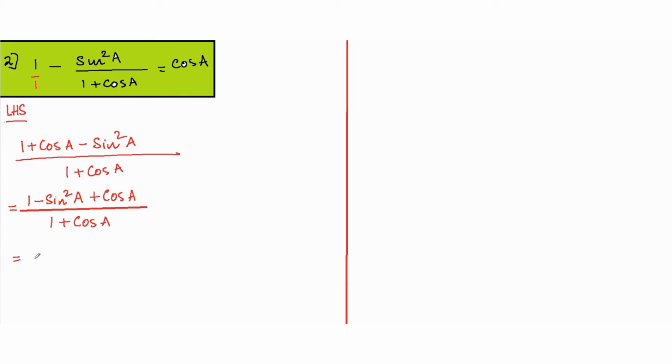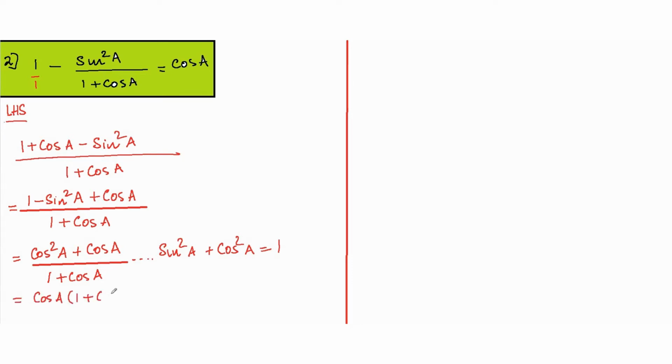Now 1 minus sine square a can be written as cos square a. So this is cos square a plus cos a, the whole divided by 1 plus cos a. And the identity that I will use in this particular case is sine square a plus cos square a is equal to 1. So now from the numerator, I can take cos a out as common, and inside I am left with 1 plus cos a. And in the denominator also, I am left with 1 plus cos a. Now 1 plus cos a cancels, and therefore I get cos a, which is the RHS. So this is one way of solving this particular question.